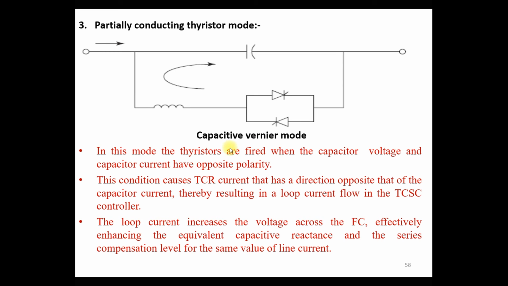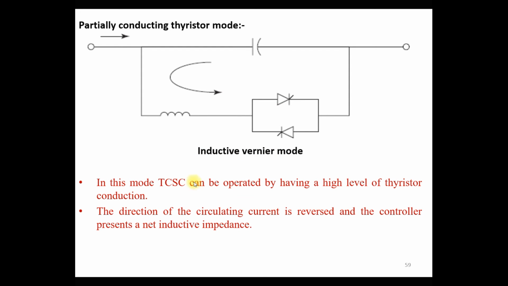So in this mode of operation the thyristor controlled reactor current and the capacitor current are opposite, so that creates the loop current, and this loop current increases the voltage across the fixed capacitor, so the equivalent capacitive reactance increases and the compensation level increases. That's why this is called the capacitive vernier mode, because in this case your total equivalent impedance becomes capacitive.